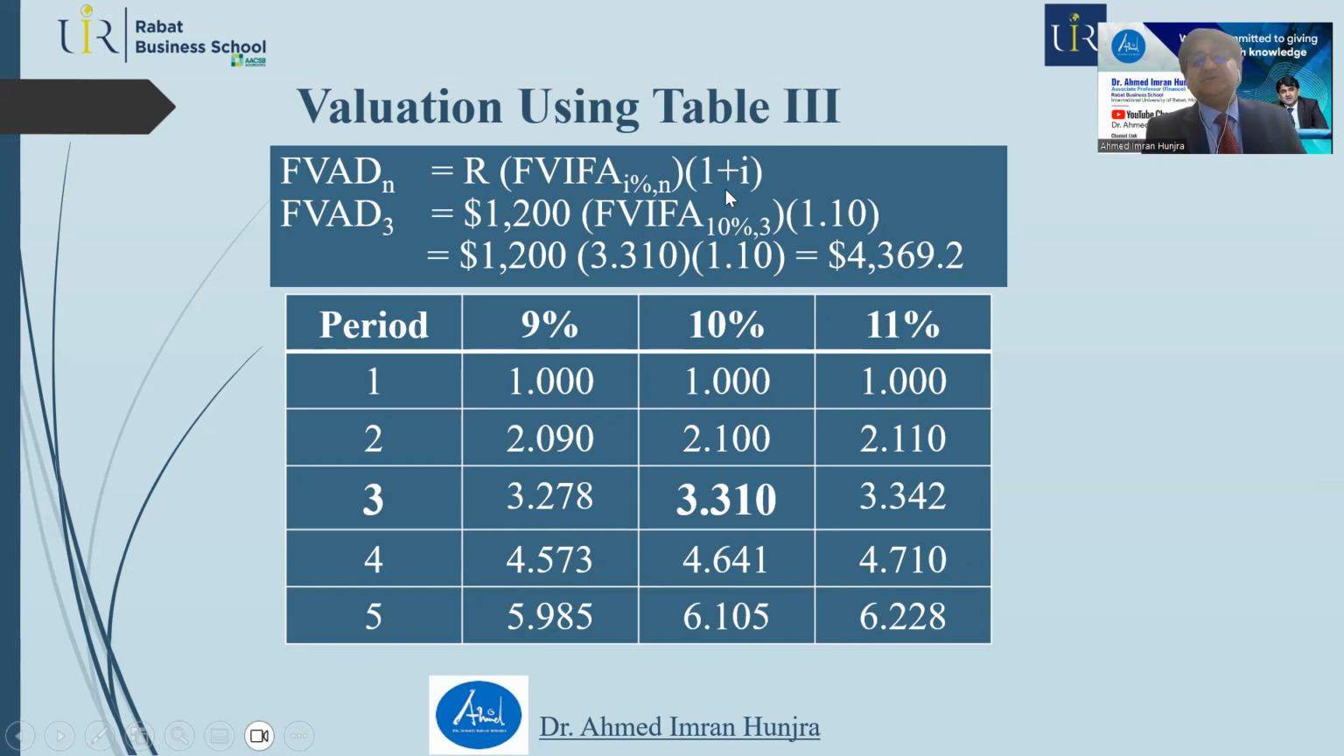Why 1 plus I? Because it's being invested for one extra time period, because payments are made at the start, and it's the case of annuity due. So we can solve this question, and we get the value 369.2.